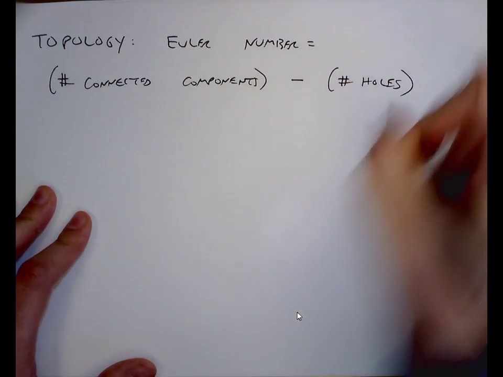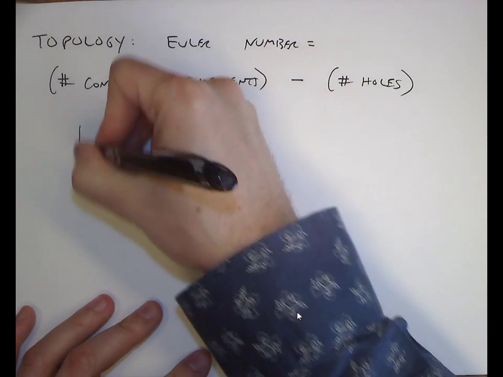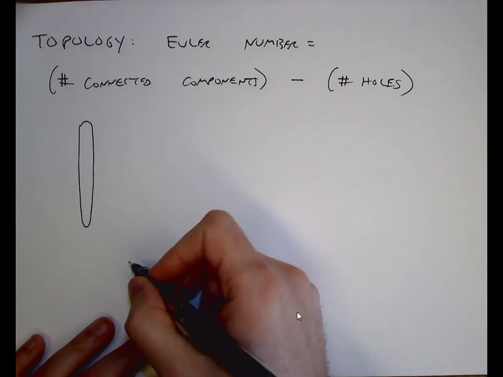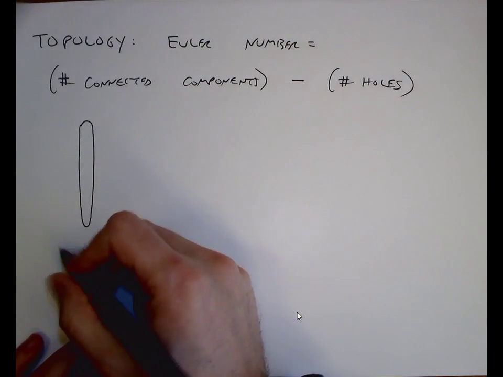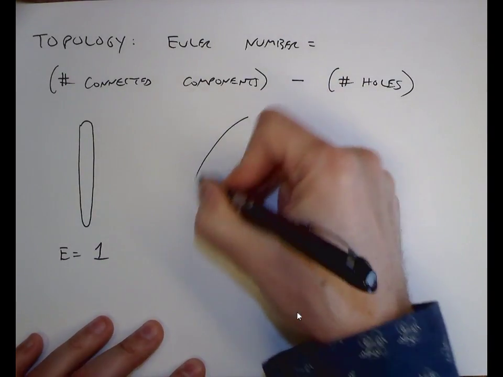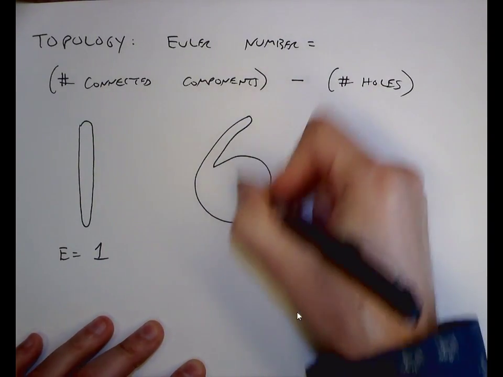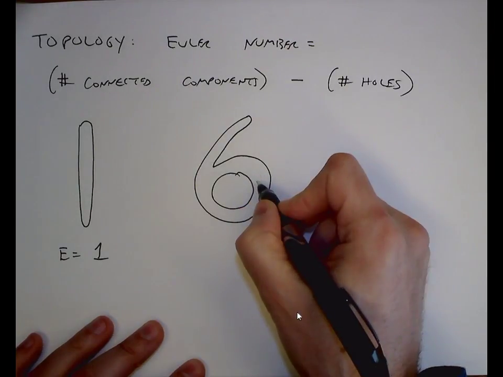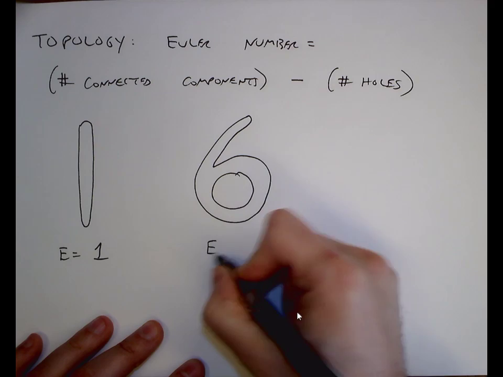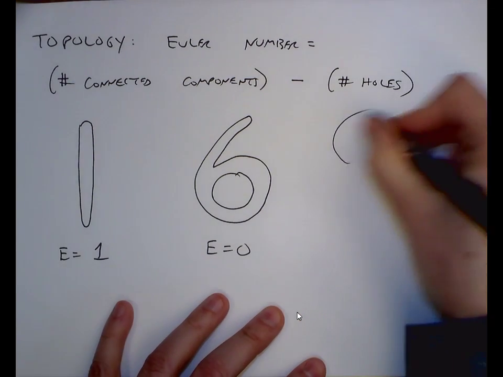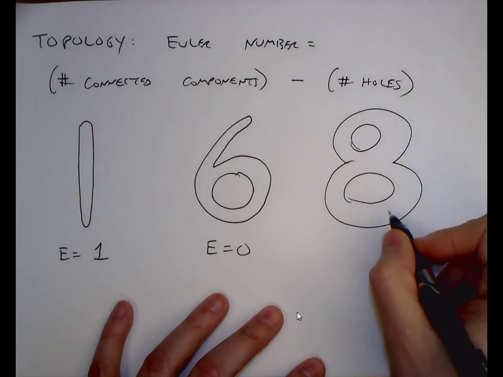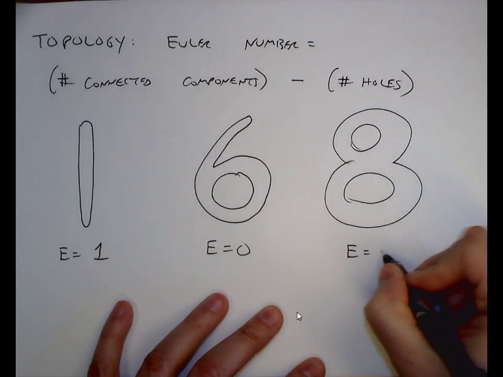Okay? So for example, if I was doing a character recognition thing, this number 1 is one connected component and it has 0 holes, so the Euler number here is 1. If I have a 6, I have one connected component and one big hole, and so my Euler number is 0. And if I had an 8, then I have one connected component, 2 holes, so the Euler number is -1, right?